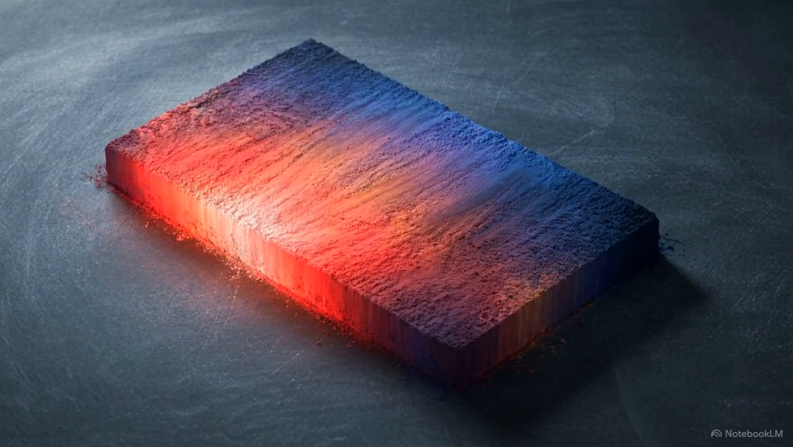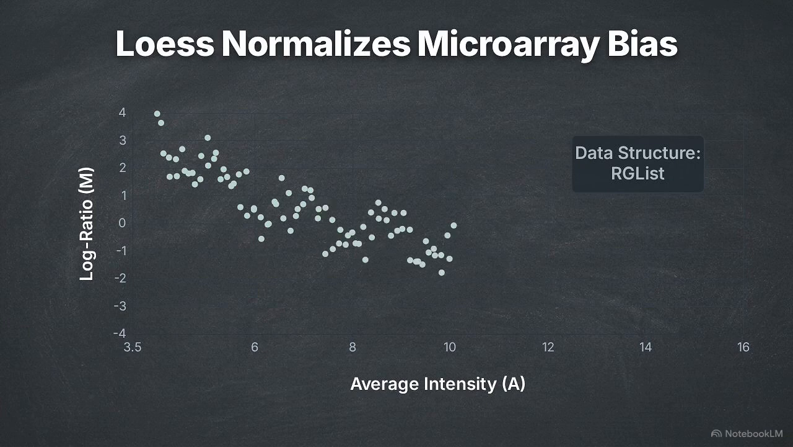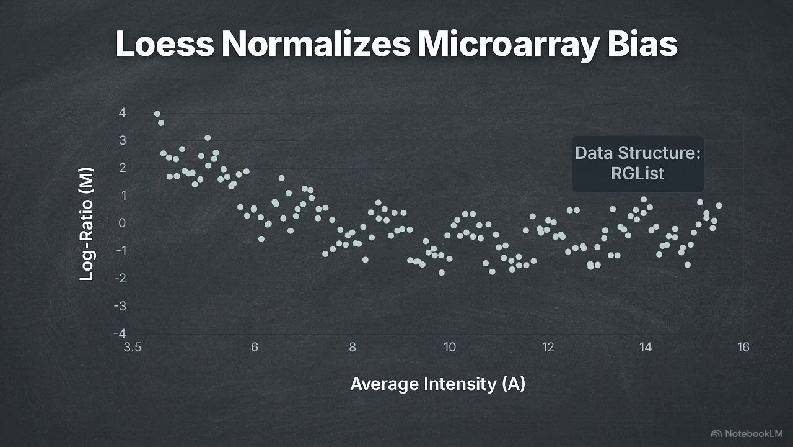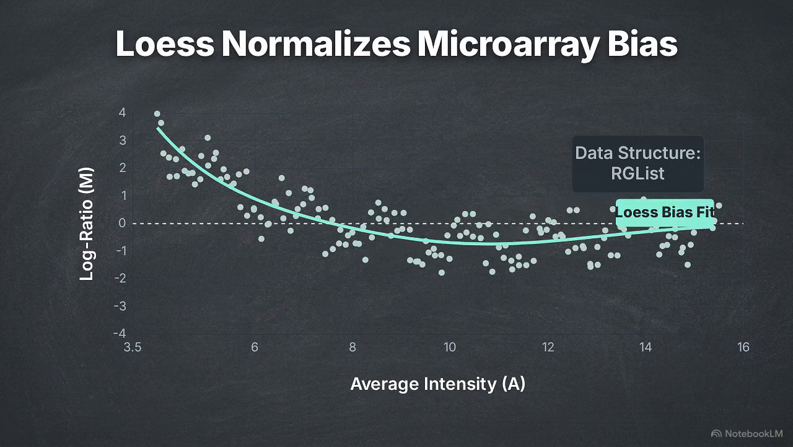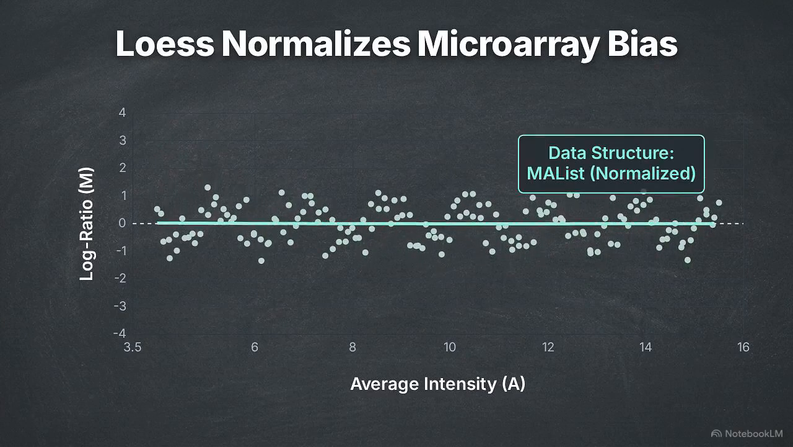Next, the pipeline must correct for spatial and intensity-dependent structural biases across the array. This is the role of within-array normalization, converting the RGList into an MAList of log ratios and average intensities. Intensity-dependent bias is corrected using locally weighted scatterplot smoothing, or LOESS. The algorithm recalculates the values to remove the curve, pulling the data onto a horizontal zero line.